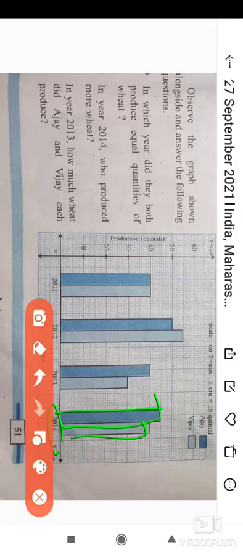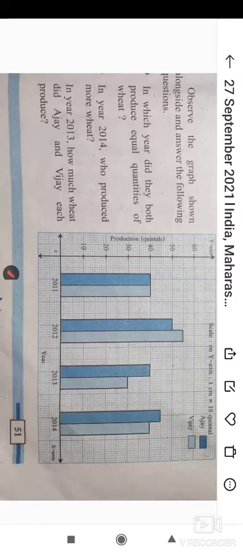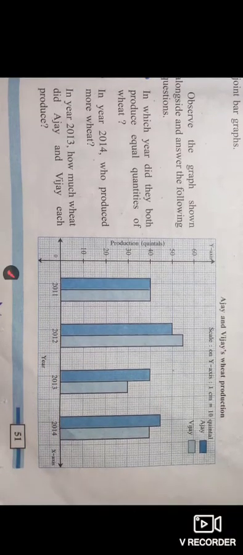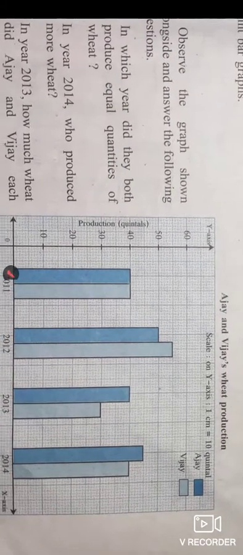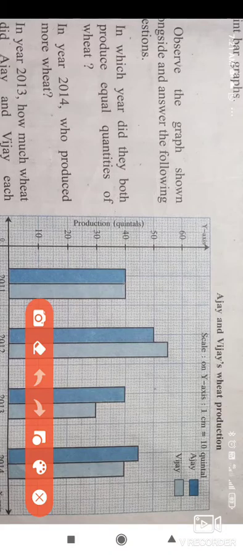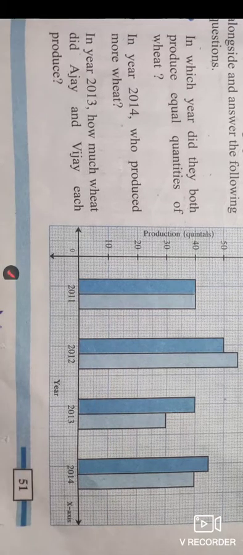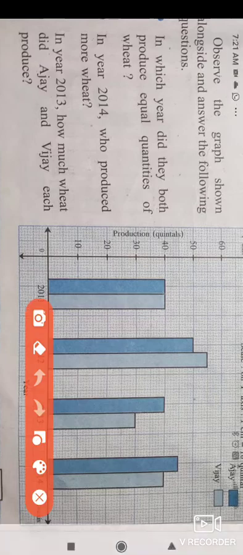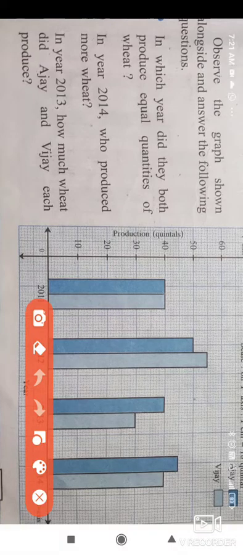You will notice that Ajay's production is 45 quintals and Vijay's production is 40 quintals. So whose production is more? Ajay's production is more. Now in 2013, how much wheat did Ajay and Vijay each produce? In 2013, how much does Ajay produce? This is Ajay's line, dark blue color.